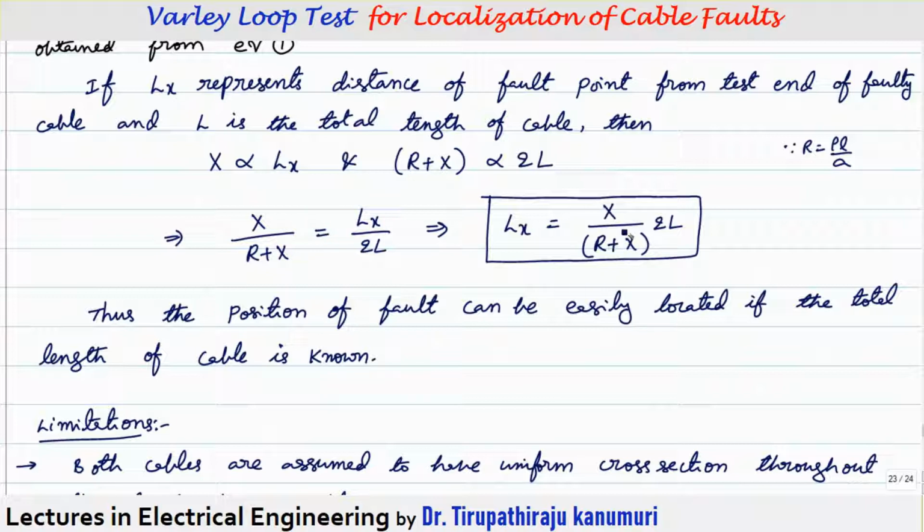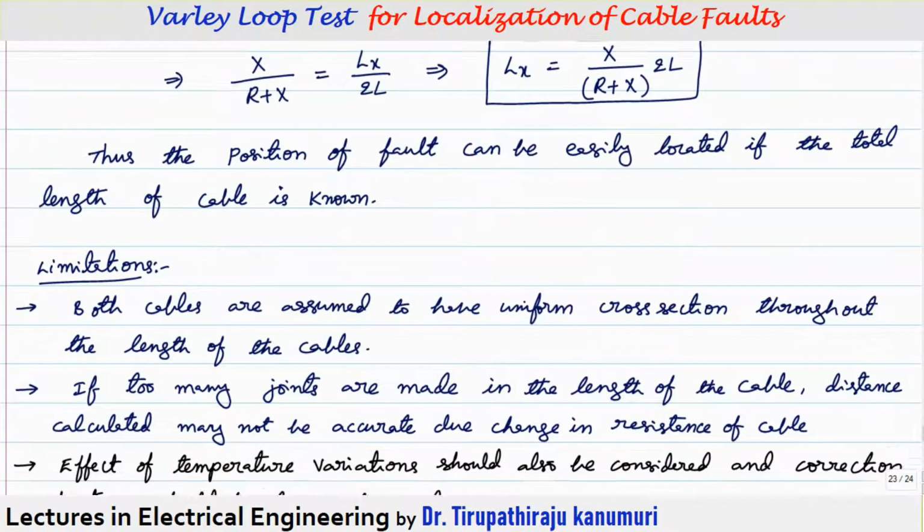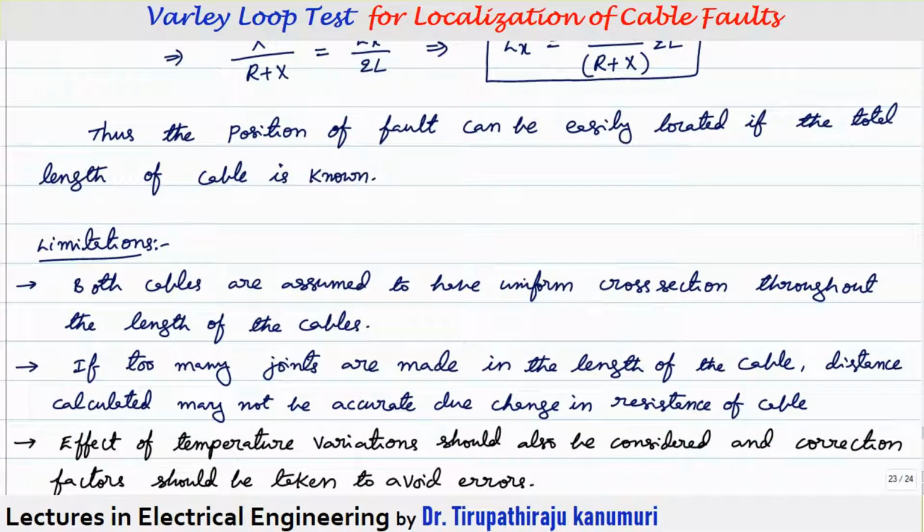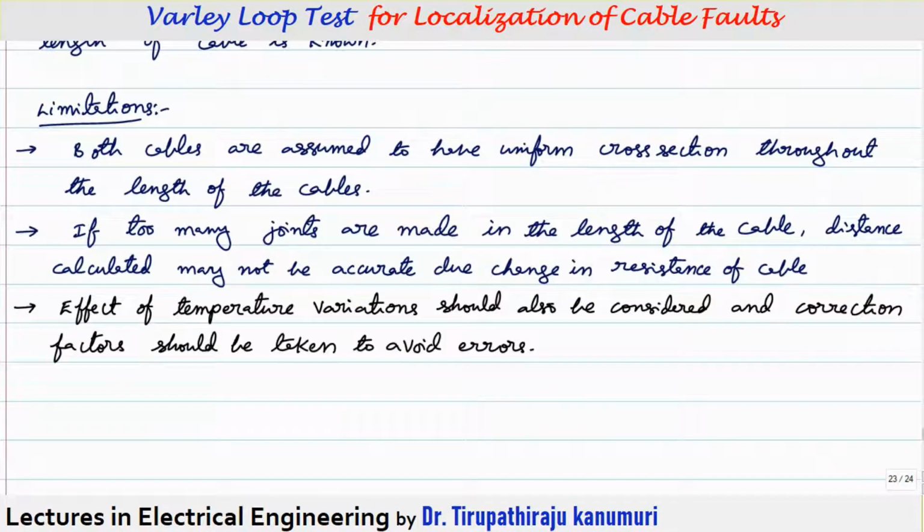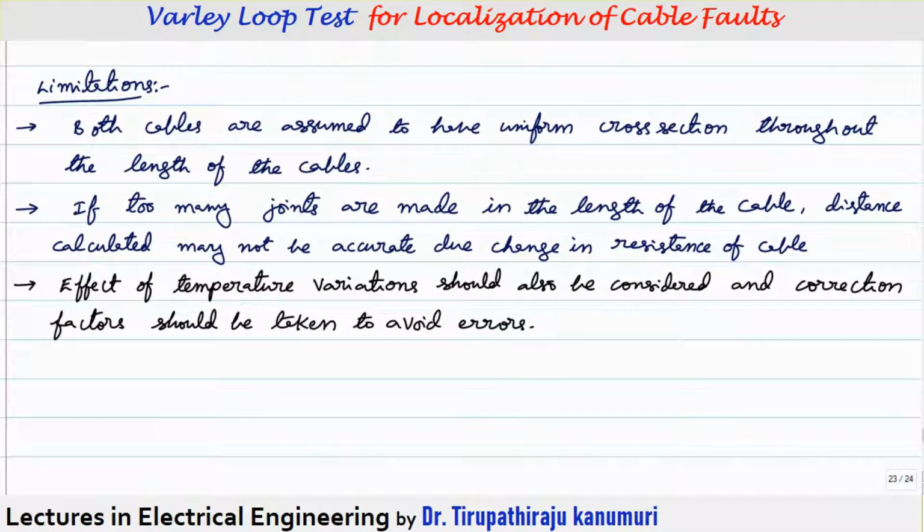We should know the value of R plus X multiplied by 2L. So using this also I can calculate the value of Lx directly, because X we can calculate from the experiment and R plus X we can calculate from the first experiment, and 2 times the total length of the cable. Using this also we can calculate. So thus the position of the cable fault can be easily located if the total length of the cable is known. But this also has the limitations similar to the previous method.